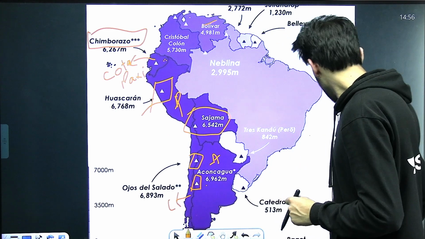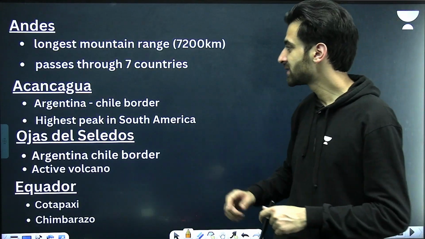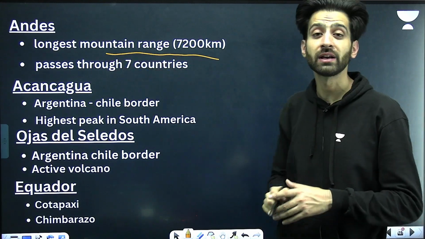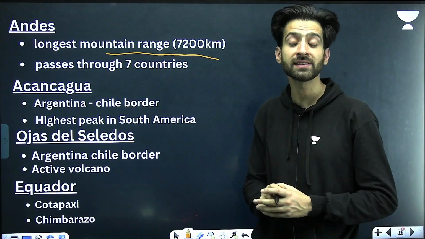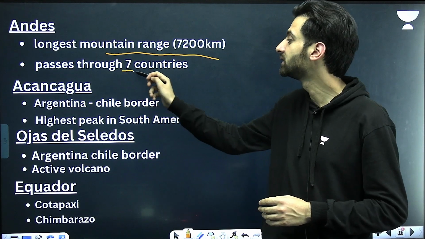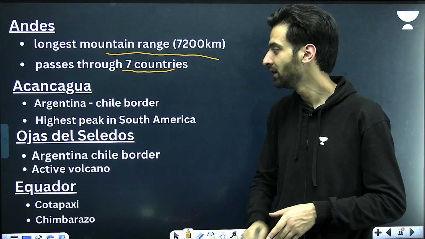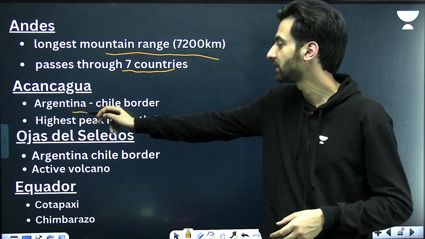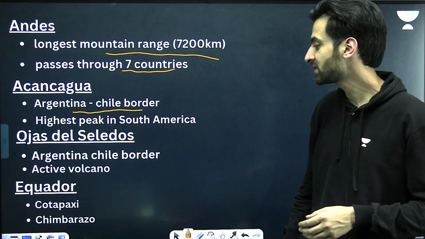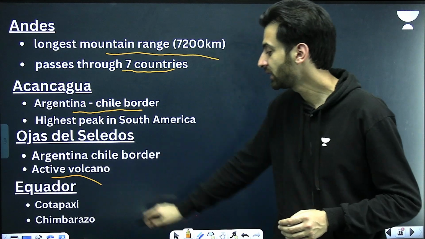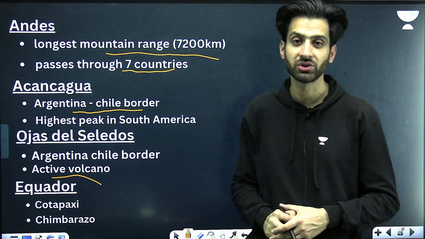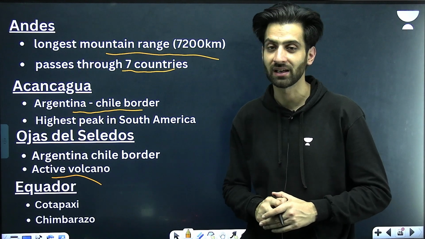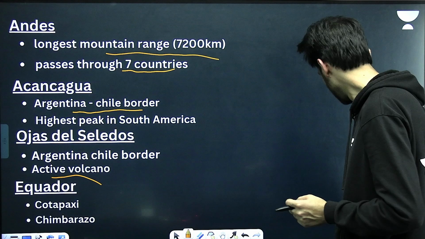Now, going forward, this is what I was telling you about. The longest mountain range is about 7,200 kilometers and passes through 7 countries, as I already mentioned. Then you have Aconcagua, the highest peak in South America, forming a border between Argentina and Chile. Ojos del Salados is the highest active volcano, and in Ecuador you have Cotopaxi and Chimborazo. These are the important mountain peaks located in the South American continent.